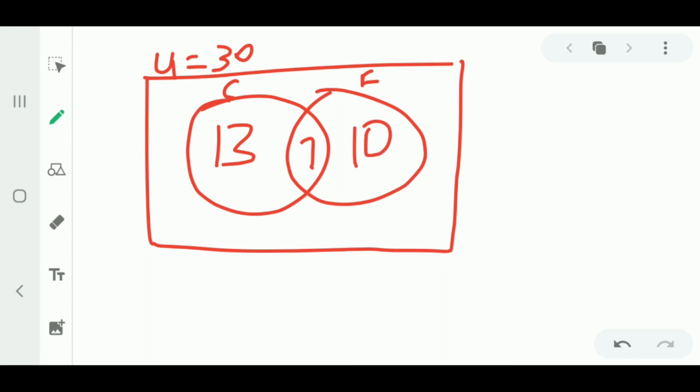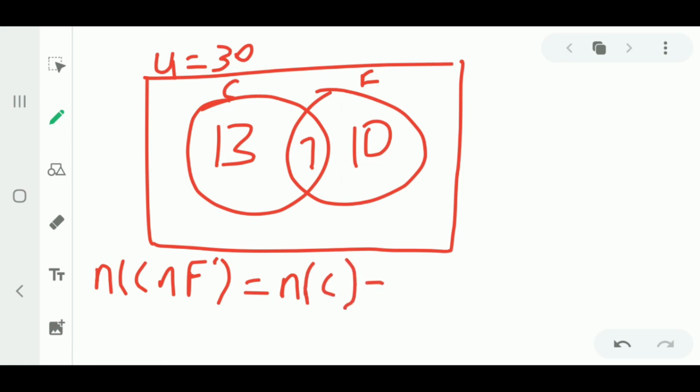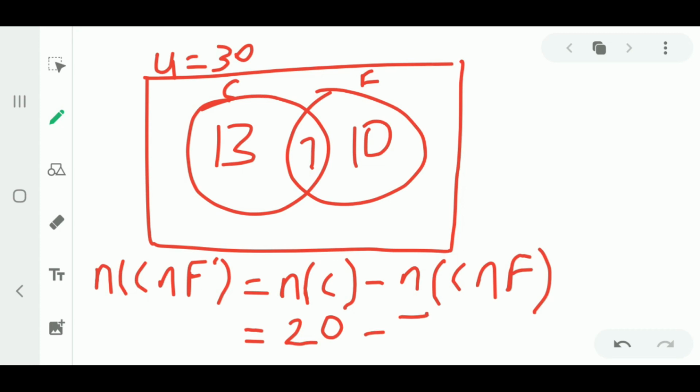However, if you wanted a more structured approach, if you want N of C only, which is cricket only, it would be N of cricket minus the intersection. We know that N of C is equal to 20, and we know that the intersection is equal to 7. So it will be 20 minus 7, which gives you 13 for this here.